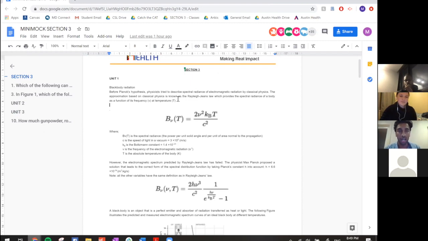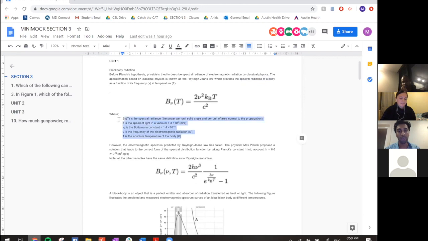So if we look here, it says, before Planck's hypothesis, physicists tried to describe spectral radiance of electromagnetic radiation by classical physics. The approximation based on classical physics is known as Rayleigh-Jean's law, which provides the spectral radiance of a body as a function of its frequency and temperature. So it is quite dense in what it's trying to say, but simply put, we can identify that there's a thing called Rayleigh-Jean's law, and it provides the spectral radiance of a body as a function of its frequency and temperature. So we can essentially say that frequency and temperature are variables within Rayleigh-Jean's law that govern the spectral radiance of a certain body.